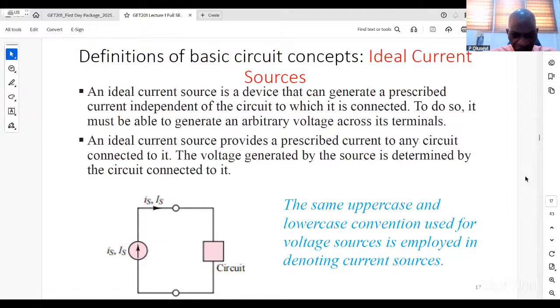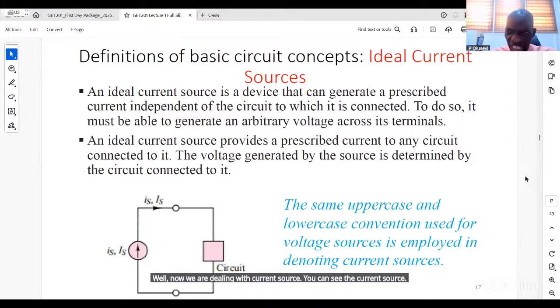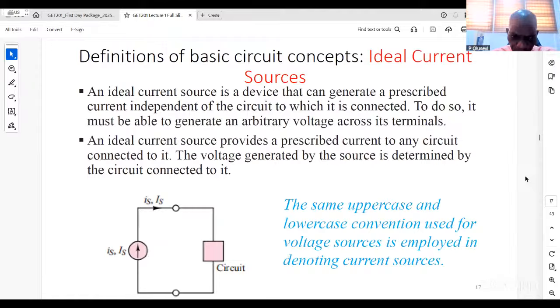So we still have further explanation of this, but now we are dealing with the current source. You can see the current source. In this case, the bubble is still there, but we don't have positive or negative inside that bubble. If you look at it, we have an arrow pointing upward. So that's the current source.